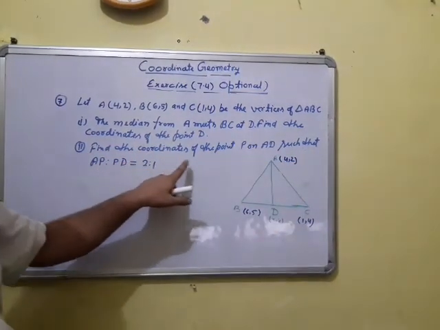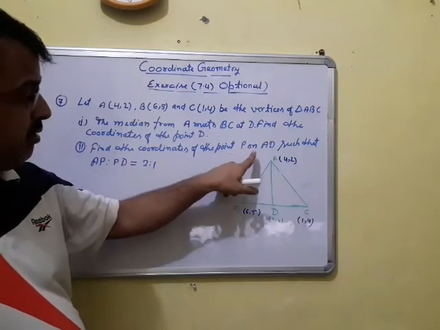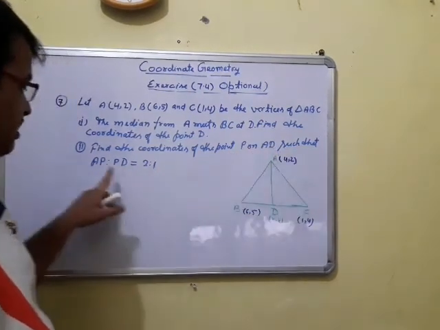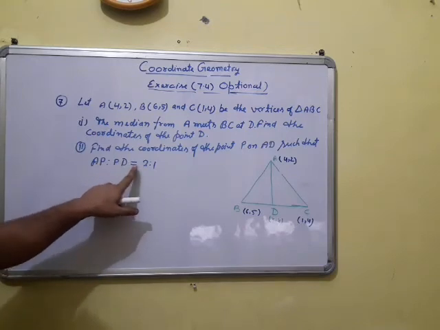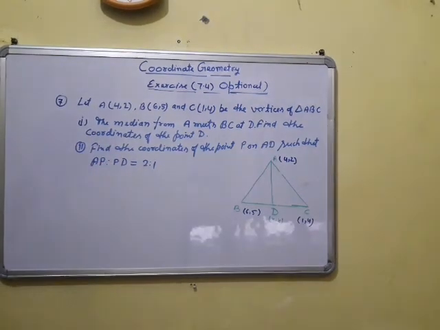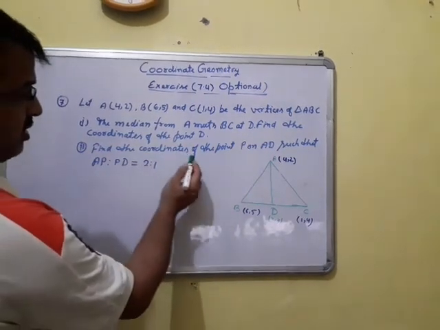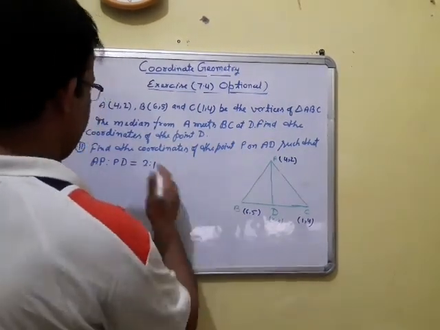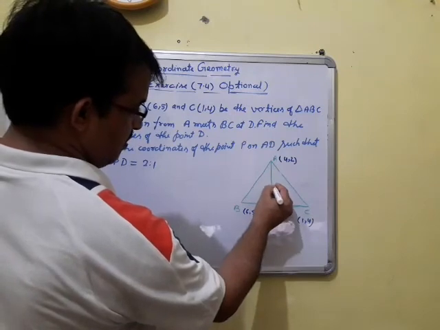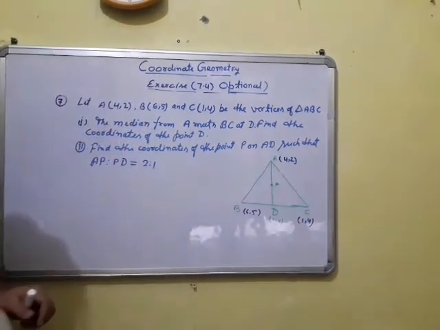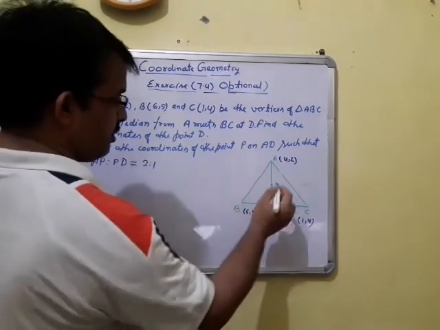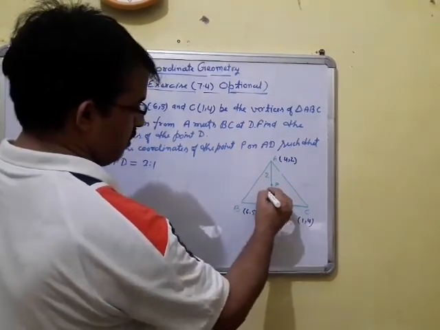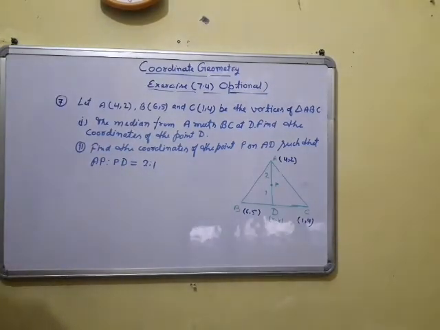And find the coordinates of the point P on AD such that AP ratio PD is equal to 2:1. अब यहाँ पे भी हमें क्या करना है, फाइंड द कोऑर्डिनेट्स ऑफ द पॉइंट P. क्लियर. So this one is a point P, and find the coordinates of P also. So P is here and this one is divided in the ratio 2:1. Clear? So now look at how to find that.